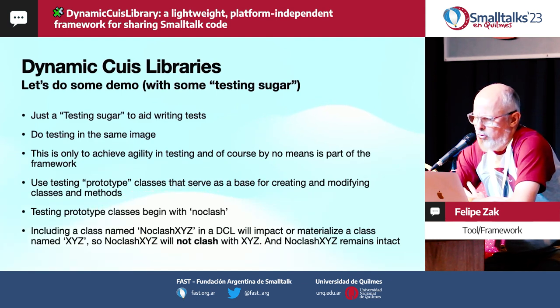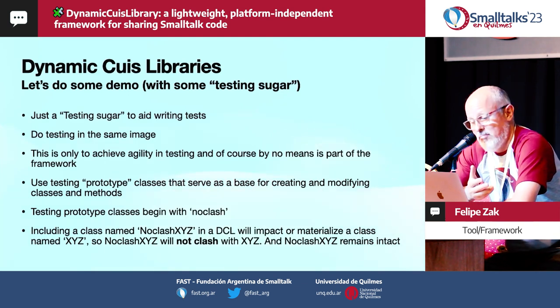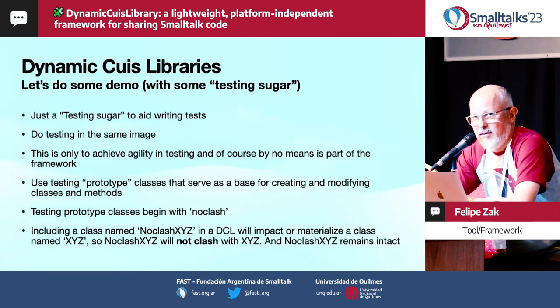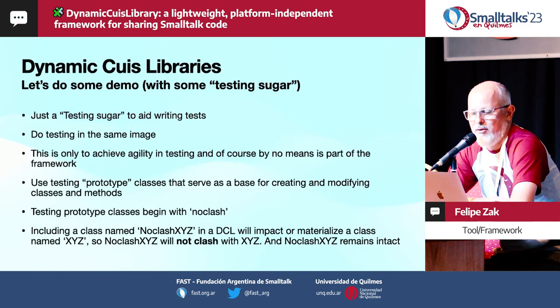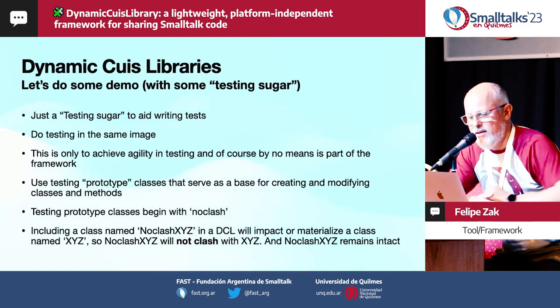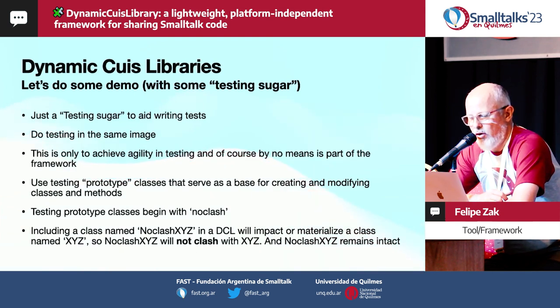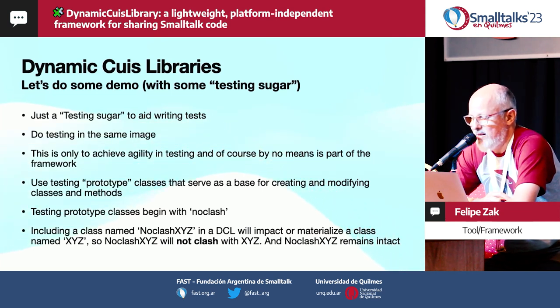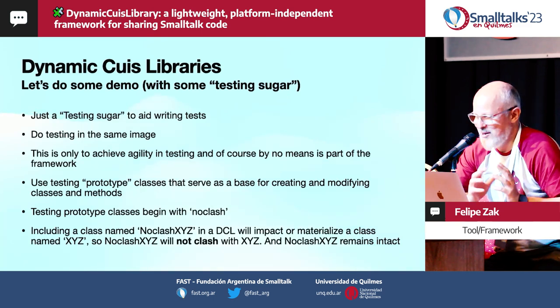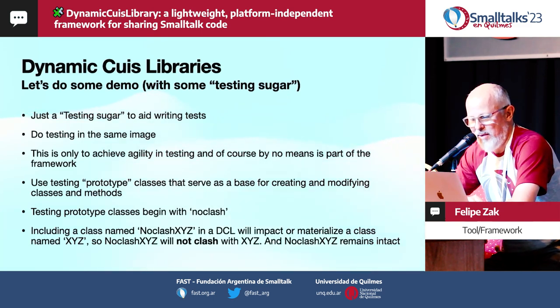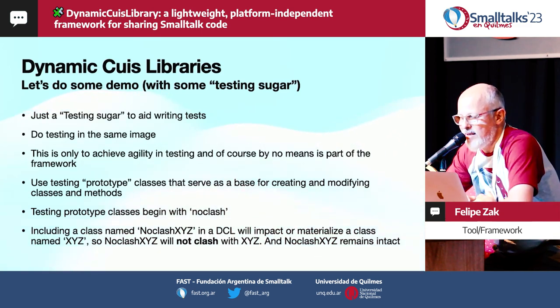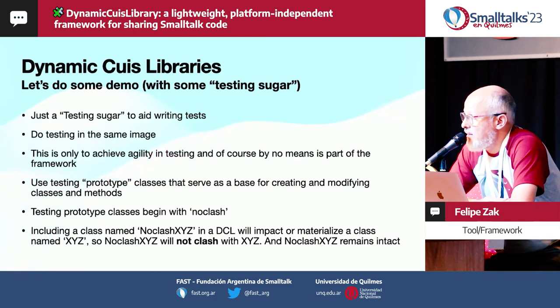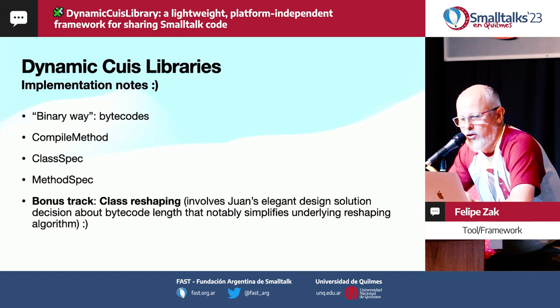And then the thing is as follows. We define a class with a name beginning with NoClash. So when we install this library containing this class tagged with the name NoClash something x, y, z, the installing will impact or create a class without that prefix. In this way, the NoClash x, y, z class remains intact. Maybe the way I said it was confusing, but I will show what I mean. This allows us to quickly test in the same image, and there are lots of tests written using this idea.